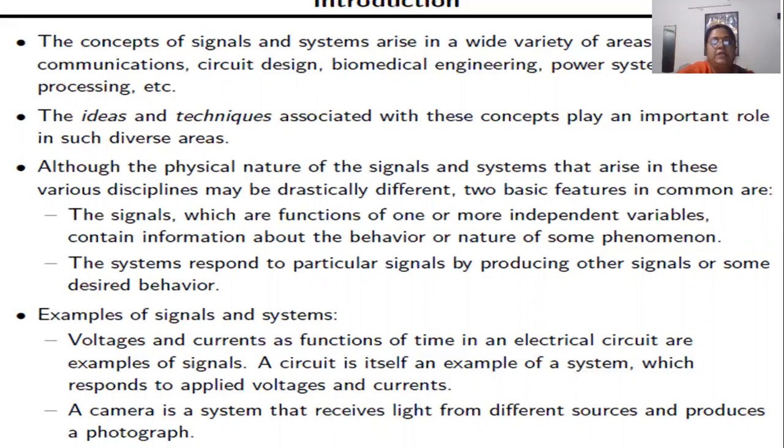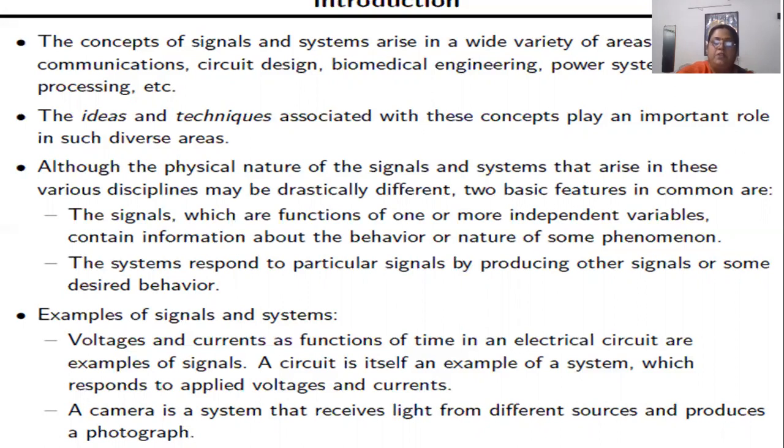Although the physical nature of the signals and systems that arise in these varied disciplines may be drastically different, two basic features are common. The signals, which are functions of one or more independent variables, contain information about the behavior or nature of some phenomena. So we can say that a signal is a function of some independent variables.